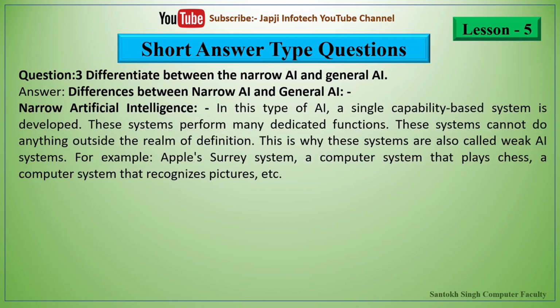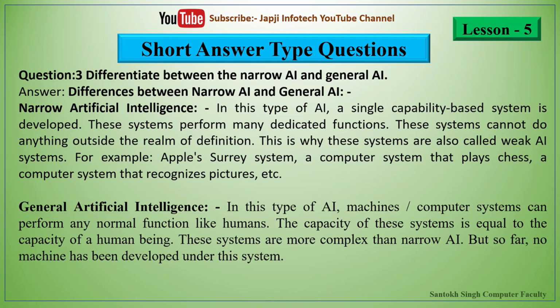First of all, we will learn about narrow artificial intelligence. In this type of artificial intelligence, a single capability-based system is developed. This system performs dedicated functions. This system cannot do anything outside the realm of its definition. This is why these systems are also called weak artificial intelligence systems. For example, Apple Siri, a computer system that plays chess, a computer system that recognizes pictures, etc.